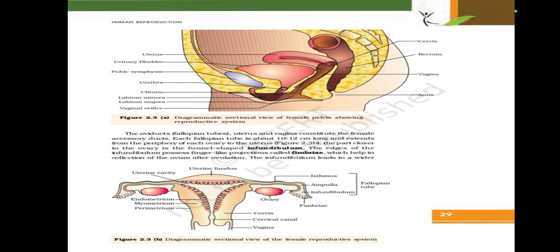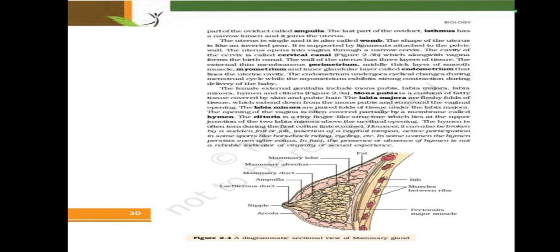The infundibulum leads to a wider part of the oviduct called ampulla. The last part of the oviduct, isthmus, has a narrow lumen and it joins the uterus.